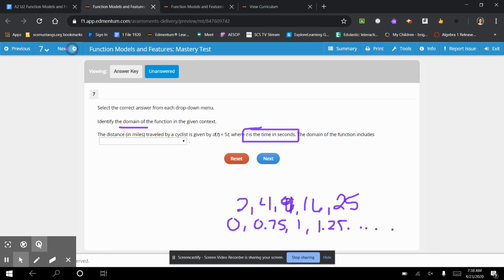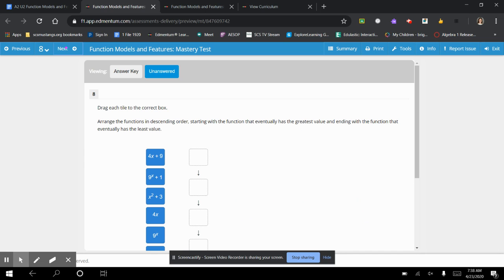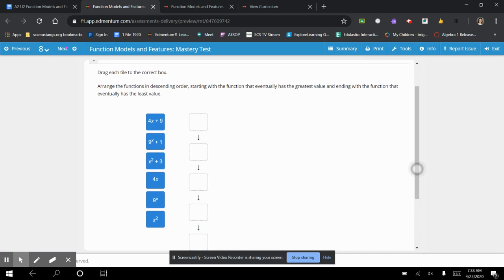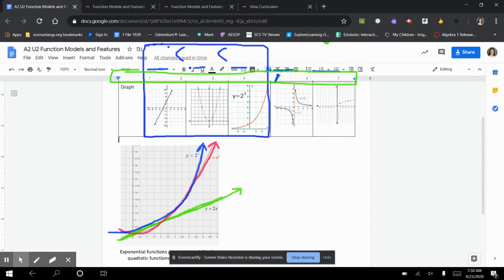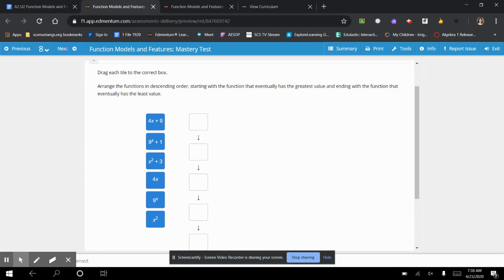Okay, looking at the next question. These are drag and drops. So this is what I was talking to you about earlier. Whenever we're looking at these functions that we have here, which ones have a greater value, that's what these are asking you for. So arrange the functions in descending order. And you've got to be careful, because you could end up with a question that says descending and one that ends up with ascending. So you've got to be really careful which one it's asking for. So descending is going to be biggest to smallest.